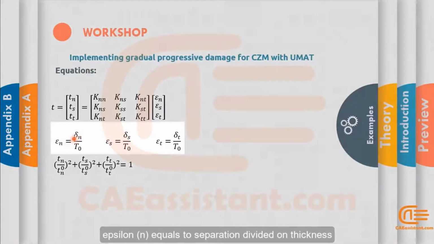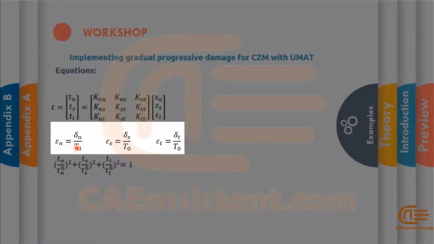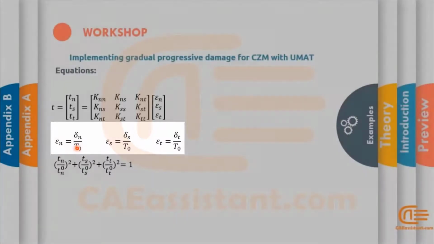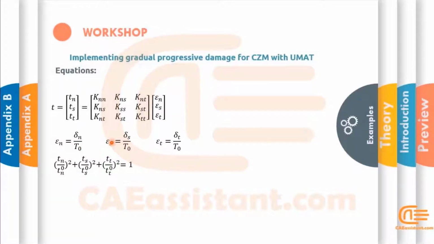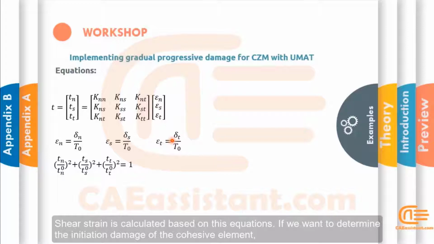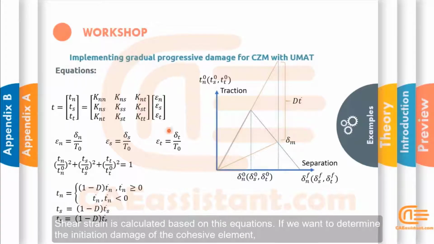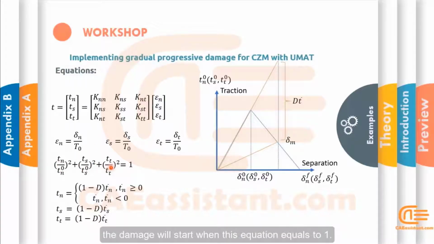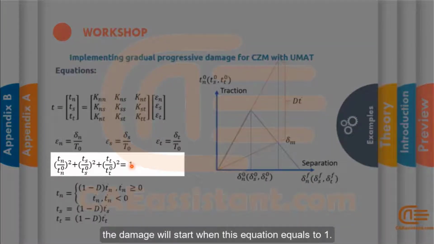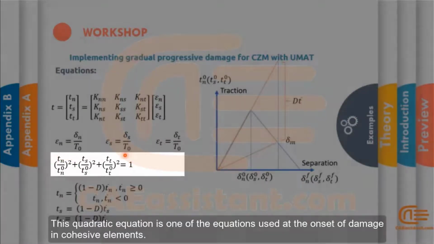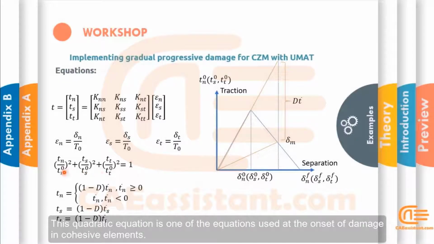Epsilon n equals separation divided by thickness. Shear strain is calculated based on these equations. If we want to determine the initiation of damage of the cohesive element, the damage will start when this equation equals 1. This quadratic equation is one of the equations used at the onset of damage in the cohesive element.